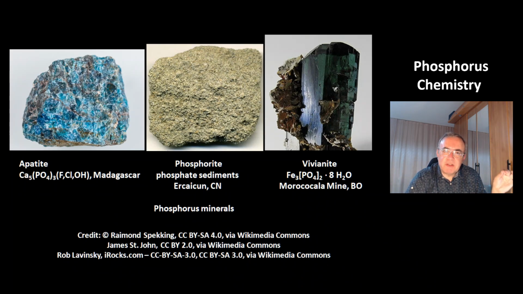These are 3 examples of phosphorus minerals. At the left, that's apatite. That's calcium phosphate, fluoride, chloride, hydroxide from Madagascar. In the middle, that's phosphorite. That's phosphate sediments from Erkai-kun in China. And at the right, that's vivianite. That's iron 3-phosphate octahydrate from the Morocco Cala mine in Bolivia.